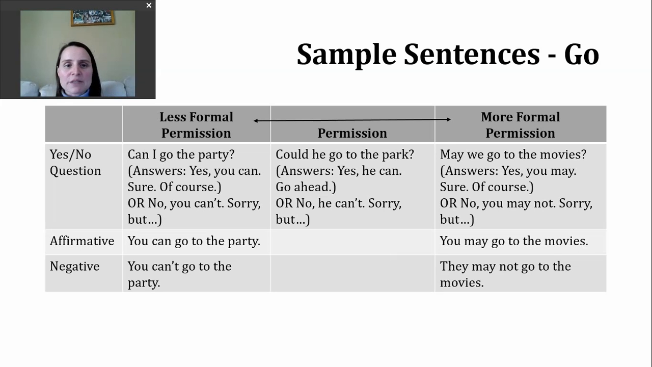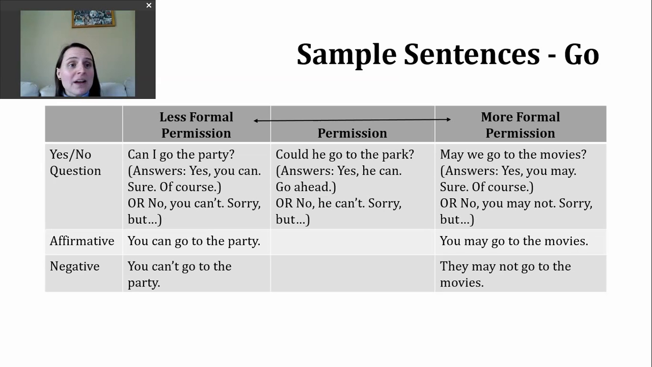native English speakers. If you want your permission to be just a bit more formal, what you can do is switch your modal to could. This is considered to be just a little more formal. So here I have another example of a question. Could he go to the park?